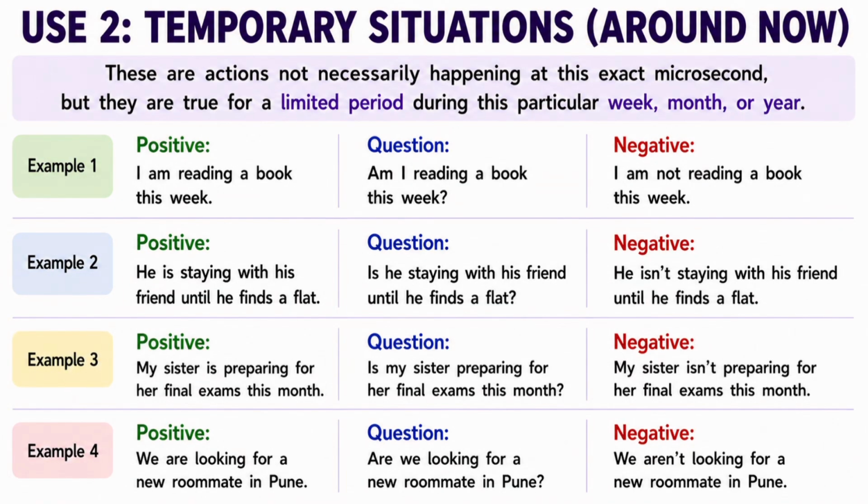Now let's move to the second use. The second use is temporary situations or around now. These are actions that are not necessarily happening at this exact second, but they are true for a limited period during this week, month, or year.